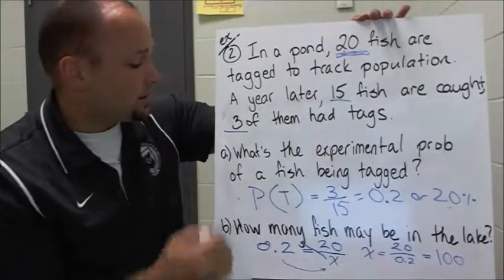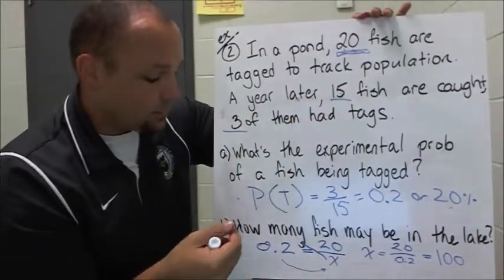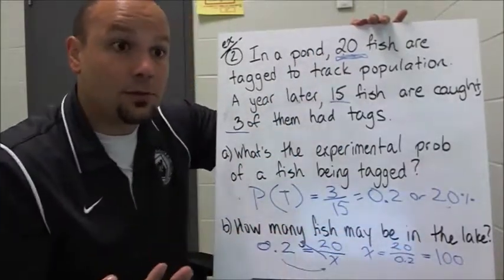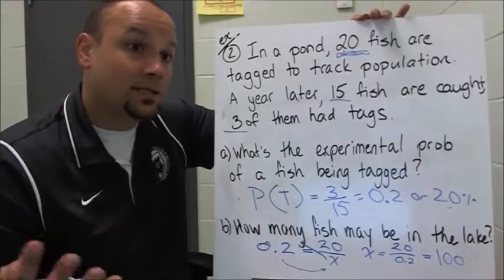Okay? So now you can see that 3 out of 15 on your calculator is 0.2, and also 20 out of 100 on your calculator is 0.2. And that's what we want. We want the probability to match. Okay? So that's it. Let's get to work.